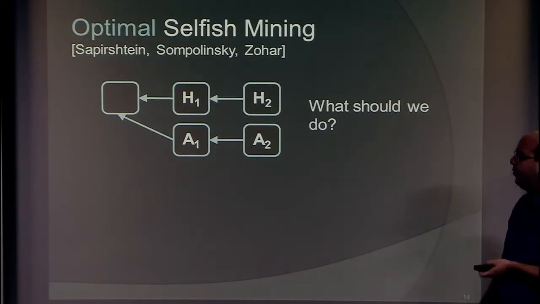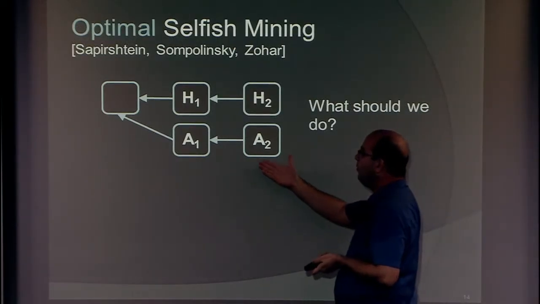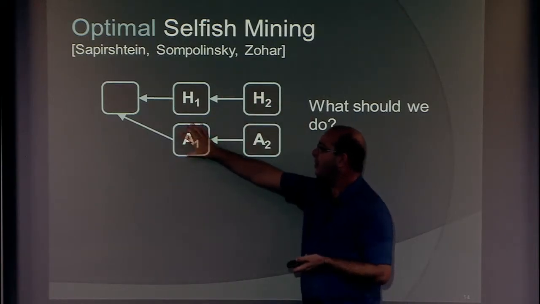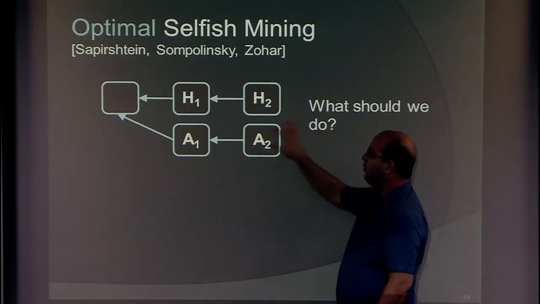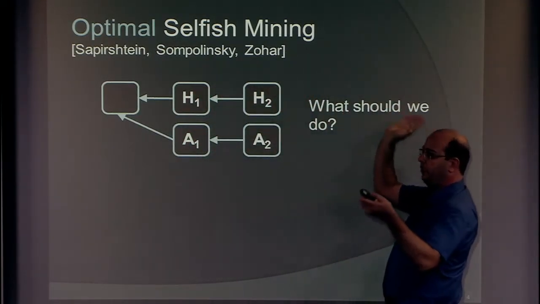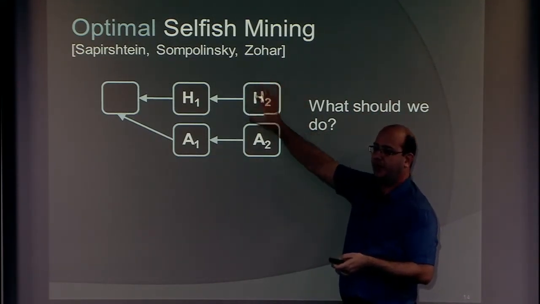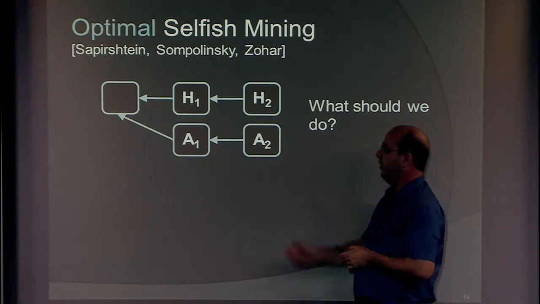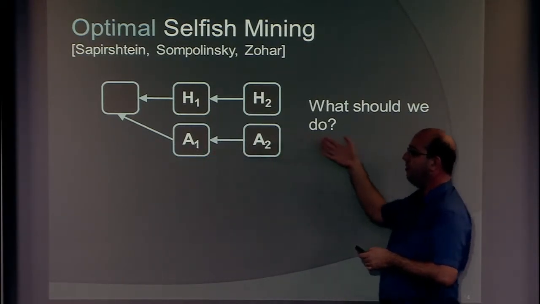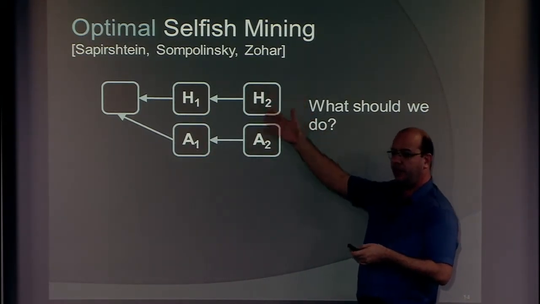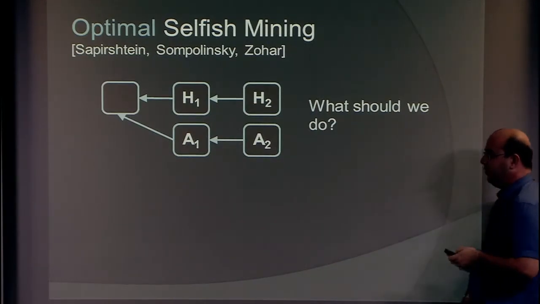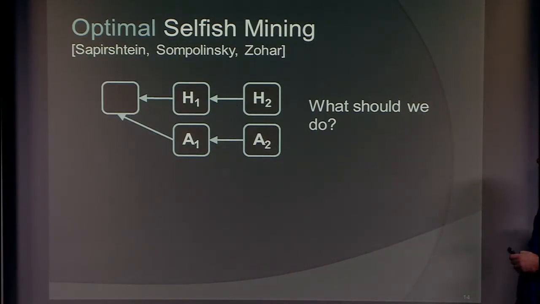So really, it boils down to what to do when you see some situation where the attacker has some side branch, and the honest network has a certain amount of blocks. Do we adopt what the honest network has done and throw out our effort thus far? Do we keep working? Do we release blocks or do we withhold them? So basically, we have to have decisions.